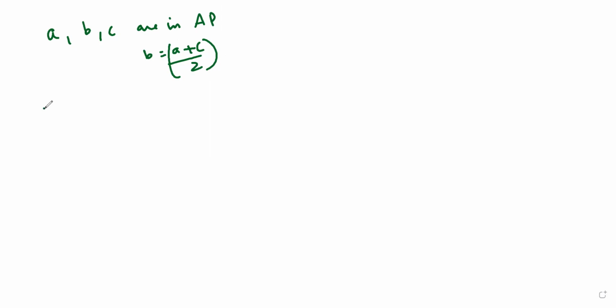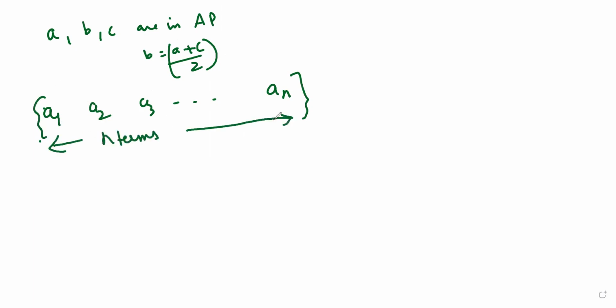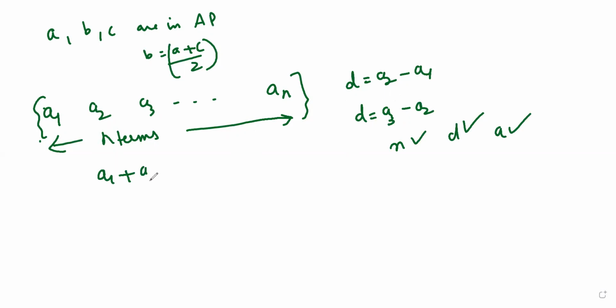And sum of n terms. When we have an AP like A1, A2, A3, up to AN, let's say there are n terms. The last term is AN. The common difference D is A2 minus A1, or D is A3 minus A2. Any term minus its predecessor will give me the common difference. So knowing n, knowing D, knowing the first term A, I can calculate the sum of the n terms. If I add all the terms in the AP all the way up to AN, what will be the sum? The sum is Sn, sum of n terms.